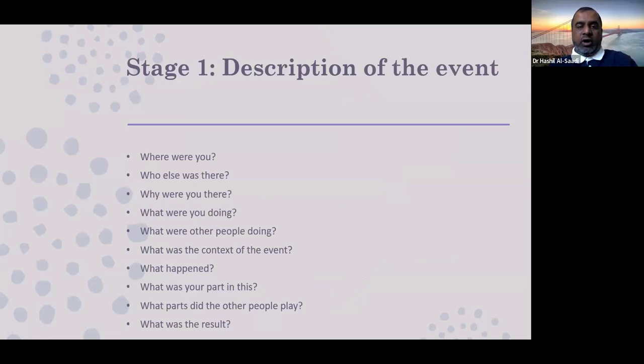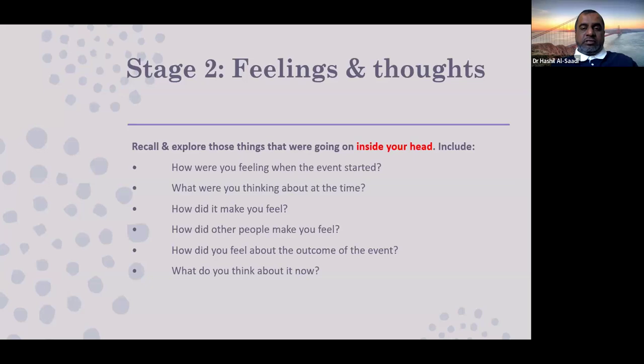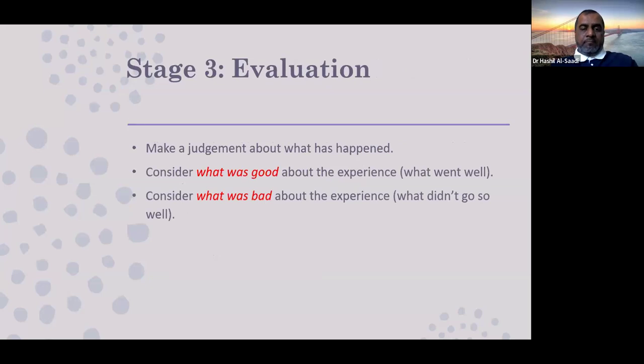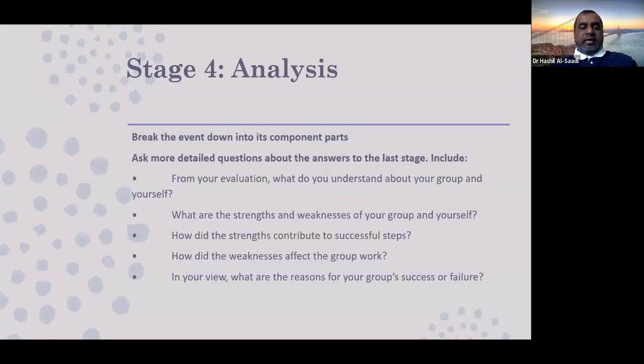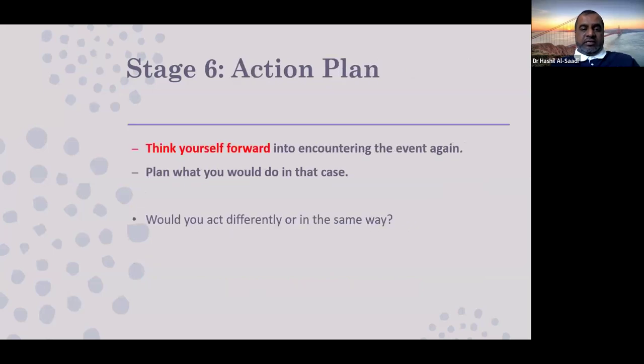So in stage number 1, which is the description, we have all these questions that students answer in this stage. Like, for example, where were you? Who else was there? Why were you there? So WH questions about the stage. And then stage number 2 is about the feelings and thoughts. Again, some kind of guiding questions. Stage 3, stage 4, 5, and also 6. So as you can see, there are guiding questions for students to follow. Okay.